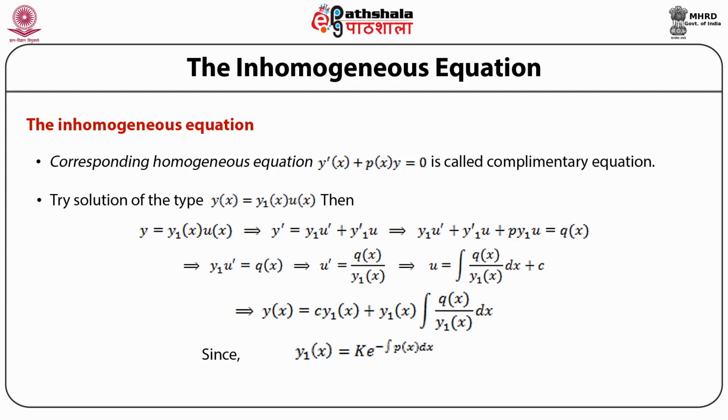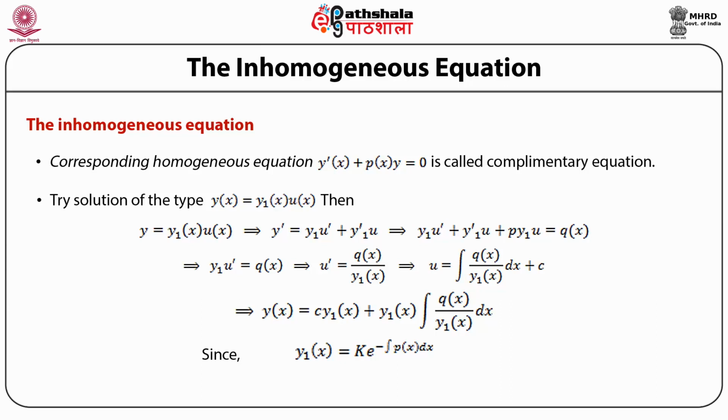Then y' is y1 times u' plus y1' times u. So y1 times u' plus y1' u plus p times y1 u is equal to q(x), which gives y1 times u' is equal to q(x). So u' is equal to q(x) divided by y1(x). We obtain, on integrating, u is equal to the integral of q(x) divided by y1(x) dx plus c, where c is some arbitrary constant.